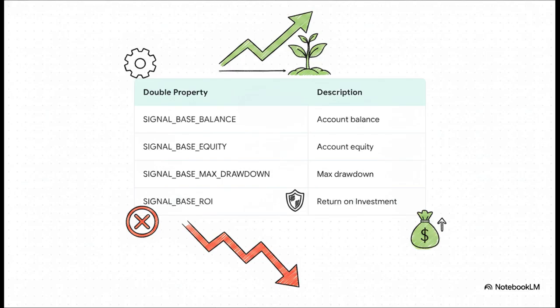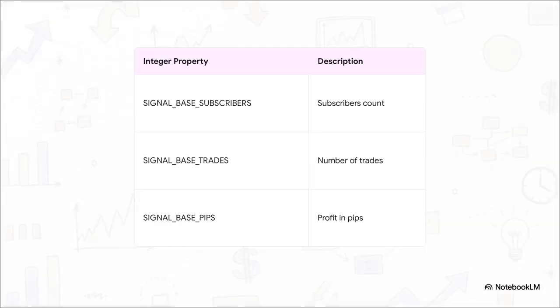Unlike us humans who might hold on to a bad trade hoping it turns around, your algorithm applies ruthless, emotionless risk management right at the discovery phase. Next up, we have the integer properties, which you access via enum SignalBaseInteger.